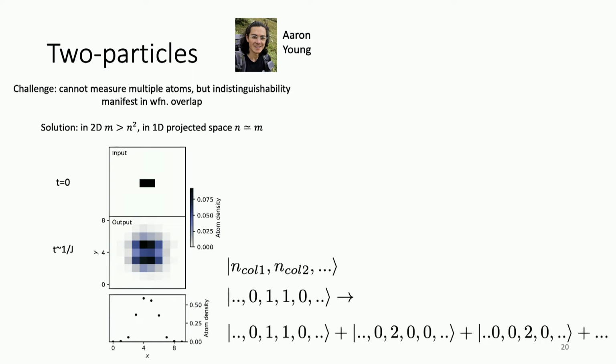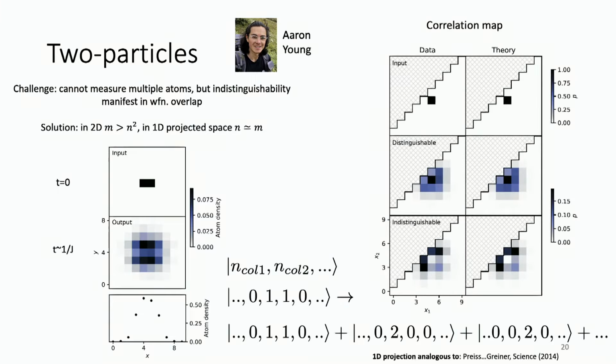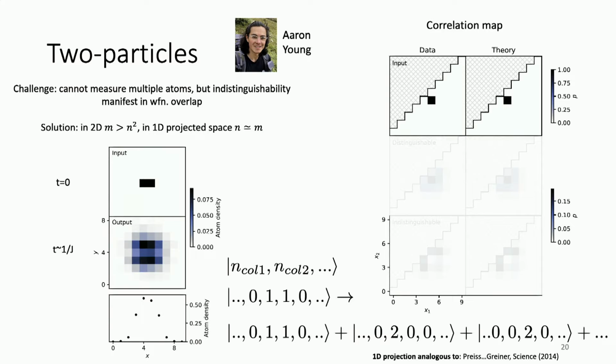We can analyze the data in mode space just with the occupation of different sites, or rather different columns, associated with just the number of atoms that we find in that column. So for instance, we start with this state here, and then we end up in some distribution afterward. We can then form a correlation map inspired by pioneering work in Markus Greiner's group and also Philip Preiss. And the idea here is that I'm plotting the likelihood that we measure an atom at x1 and x2. So for instance, in the input state here, we have a point right here.